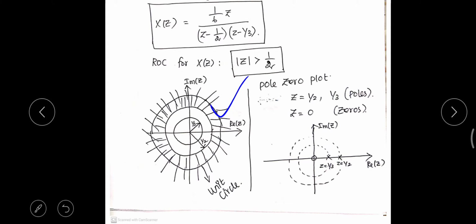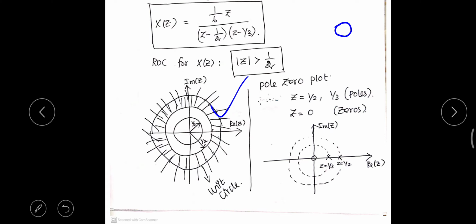To get poles, we should equate the denominator to 0. Now if I equate the numerator of X(z), which is 1/6 z, to 0, that gives z equal to 0. So this is a zero value at z equal to 0, and zeros will be marked as circles.